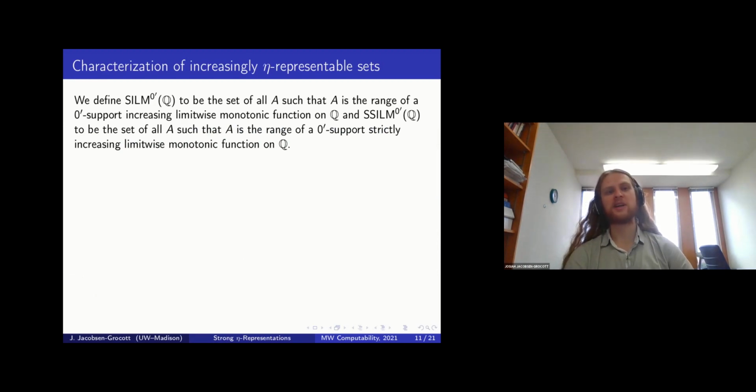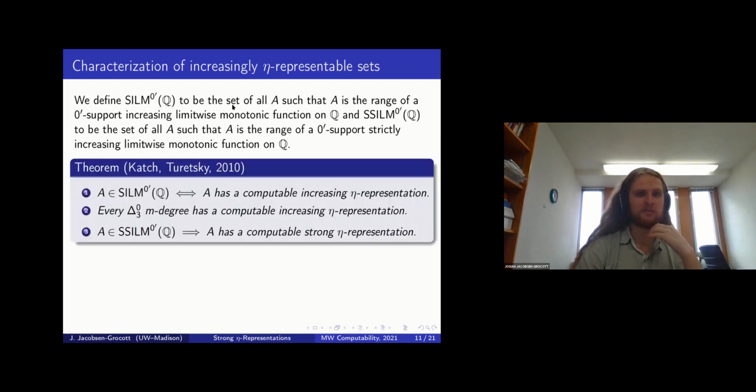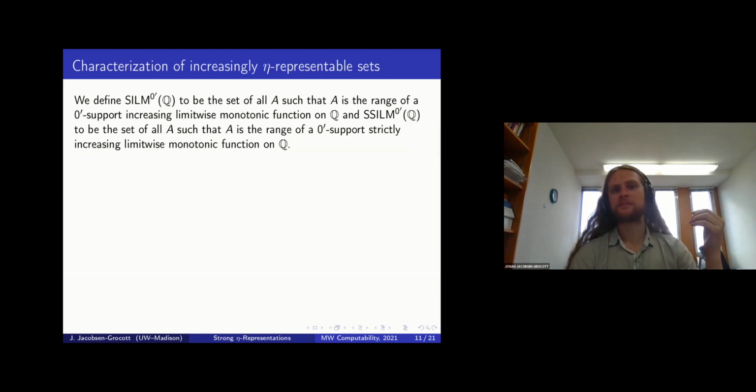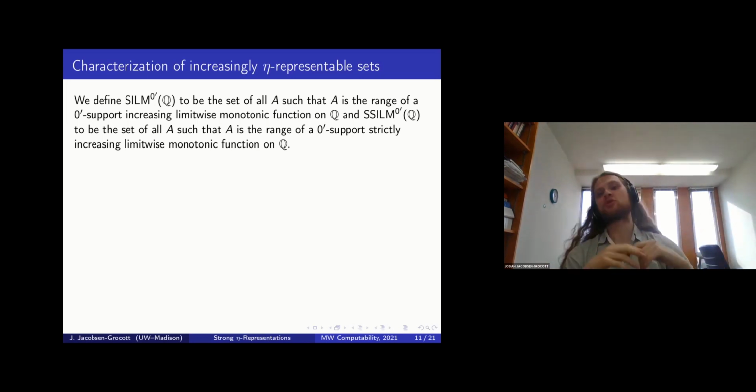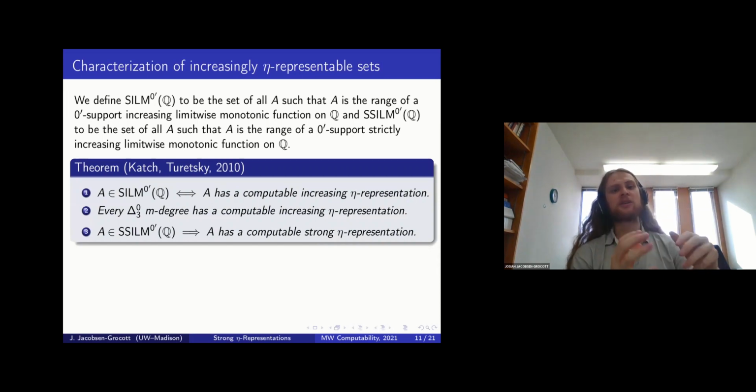So we can define some classes of sets using this notion. We define the class Σ^0' Q to be the set of all A such that A is the range of a 0' support increasing limitwise monotonic function on Q. And SΣ^0' Q is the set of all A such that A is the range of a 0' support strictly increasing limitwise monotonic function on Q. Kach and Turetsky were able to come up with some characterizations using these classes.